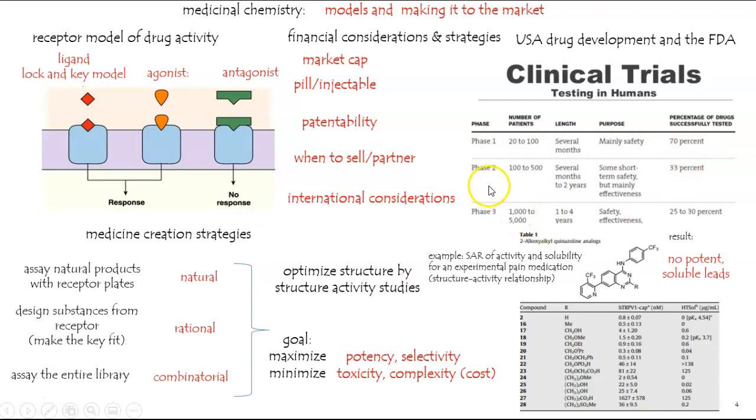Now it's time for phase 2. This can involve up to 500 patients. It might take up to a couple years, but now you're looking for effectiveness for the most part, that it does what you want it to do. And since you're dealing with real human trials here, you're also going to be seeing if that safety is also maintained over a larger population. And this can involve 33% success. I think it might be even much lower than that, but that's what they're putting it as.